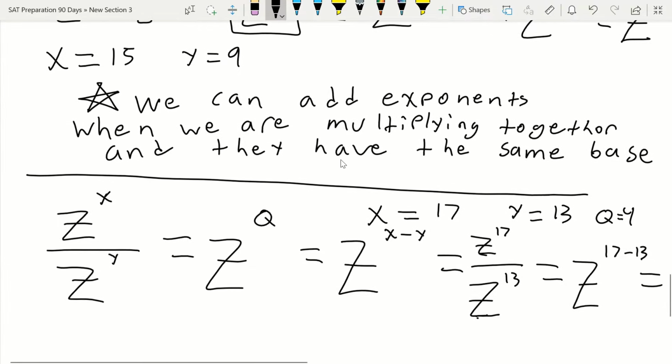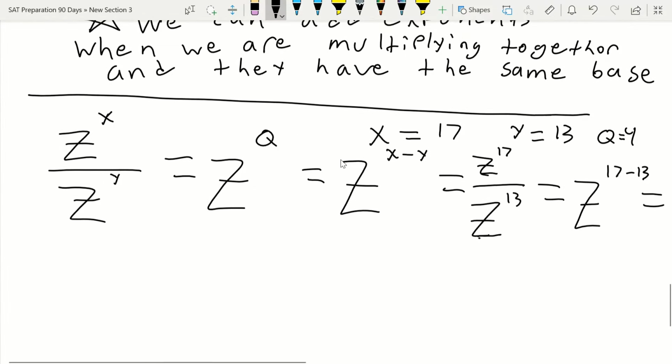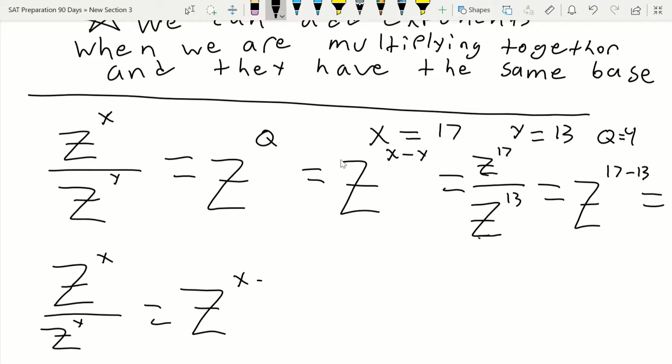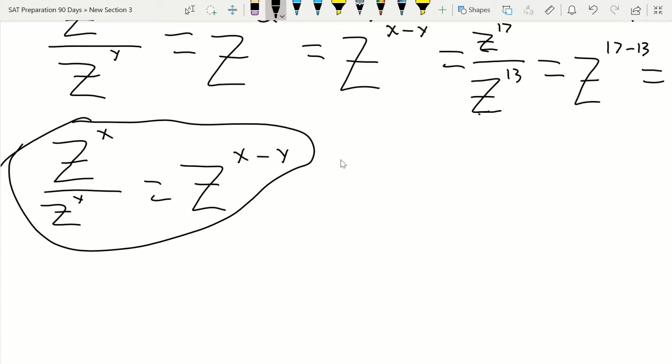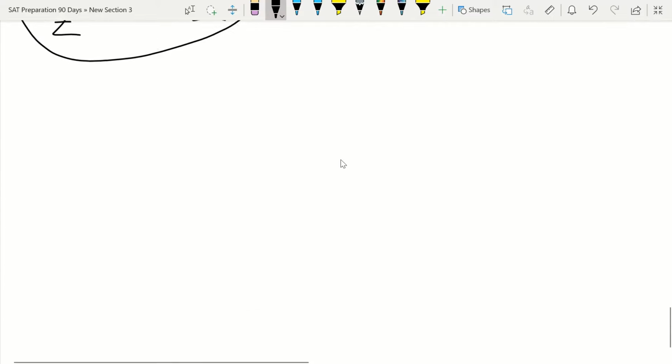All right, so there's your equation for dividing exponents, right? What you're going to want to write down in your notes for that is z to the x over z to the y is going to equal z to the x minus y. So that would be the equation you want to put down in your notes. Make sure that you have that in your notes because that's an important equation to know for the SAT math section.